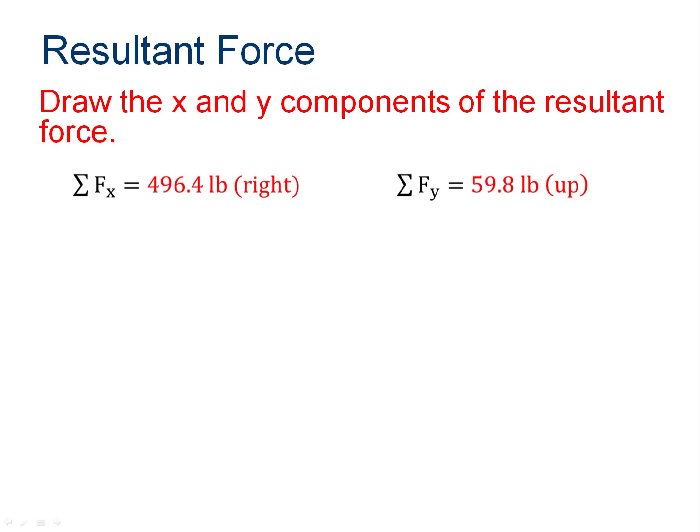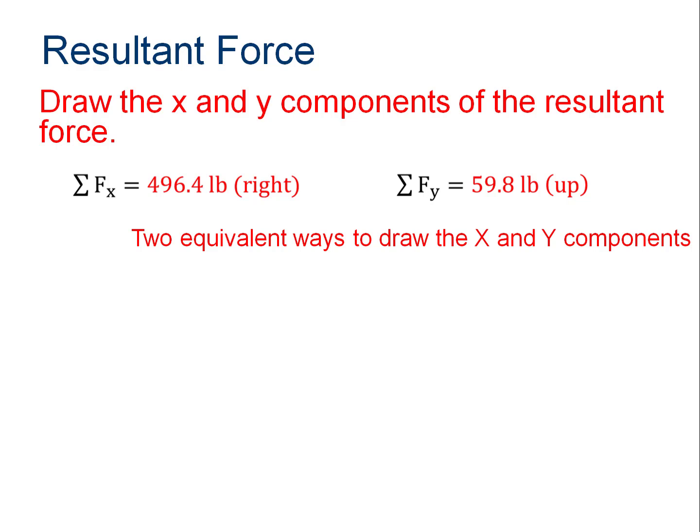When I go to draw this, all I have to do is draw my x and y components. Now, there's two ways to do this. I can start at the origin with my x component, 496 pounds to the right, and then add the y component, 59.8 pounds up. And the resultant is that hypotenuse between those two sides.